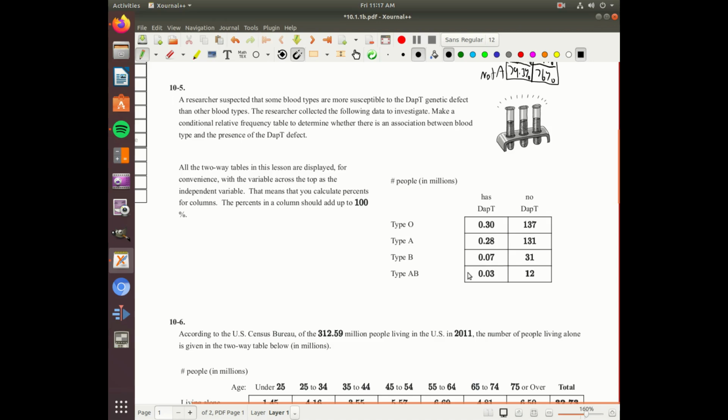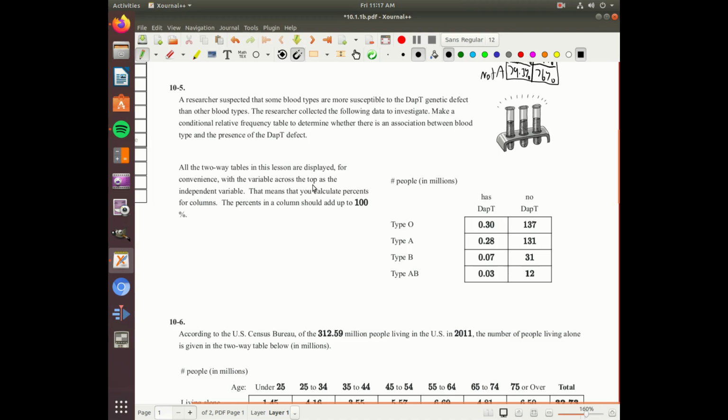By the way, this is the last problem in 10.1.1 Part 1. This day is broken up into 2 days. So a researcher suspected that some blood types are more susceptible to DAPT genetic defect than other blood types. The researcher collected the following data to investigate. Make a conditional relative frequency table to determine whether there's an association between blood type and the presence of DAPT defect.